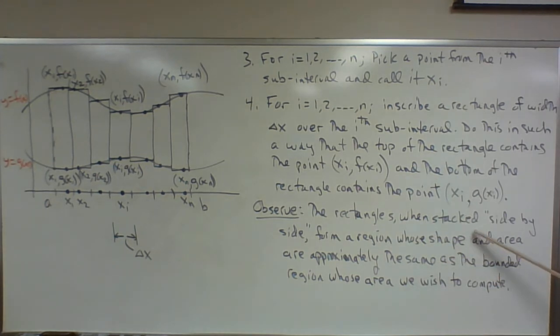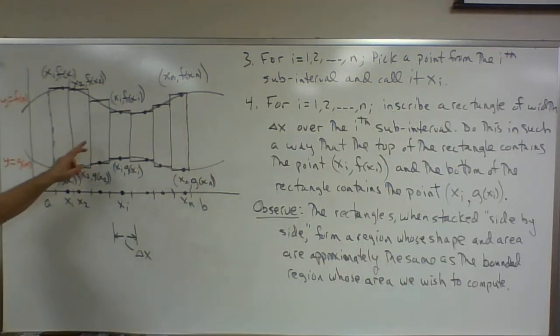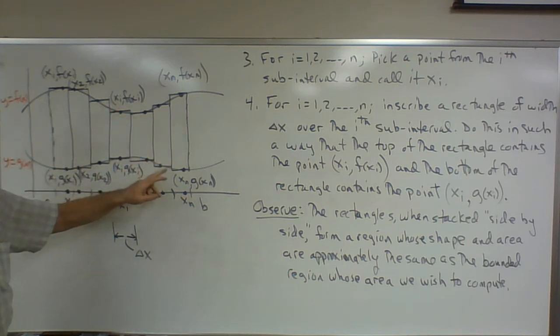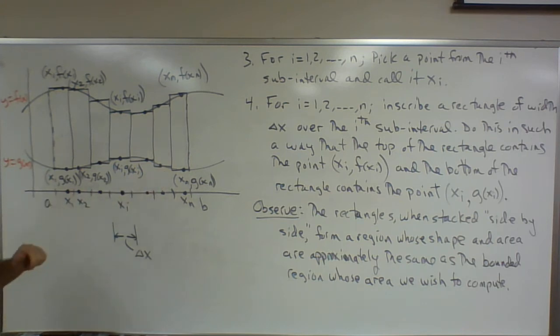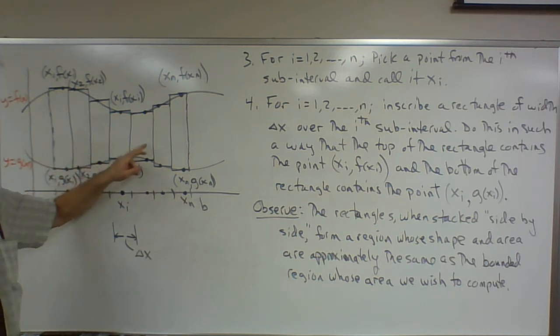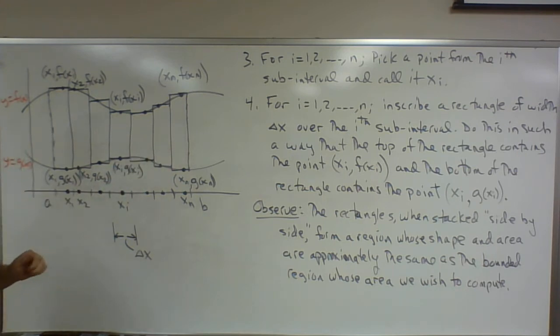The rectangles, when stacked side by side, form a region whose shape and area are approximately the same as the bounded region whose area we wish to compute. These rectangles here, if we put them all together, they form a region that looks very much like the bounded region whose area we wish to compute. And clearly, the areas of these rectangles, if we add them up, is going to be approximately the same as the area of the bounded region that we want to compute.